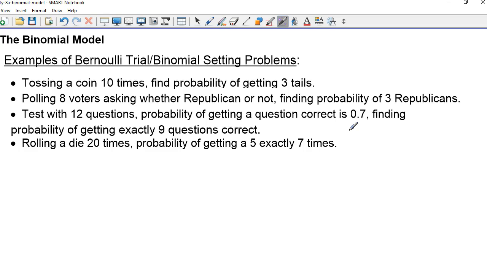There are 6 outcomes if I roll a die, but if I talk about the probability of getting a 5, 5 is a specific yes case. The no case would be anything other than a 5. So in fact it is a yes or no situation with a fixed number of trials, right? And we would be finding the probability.